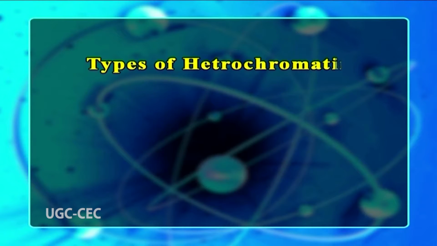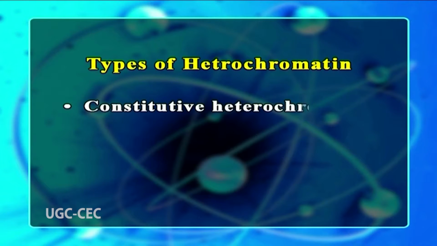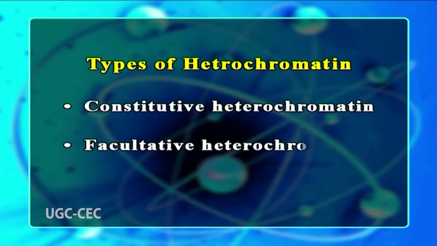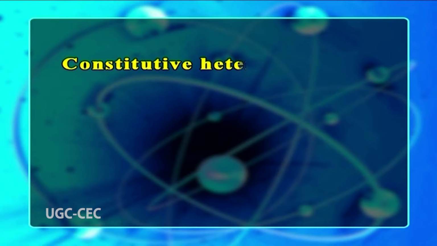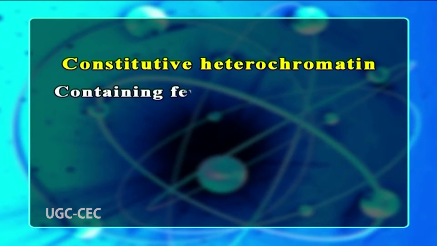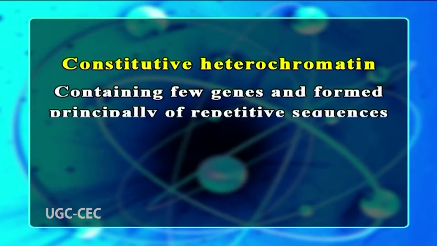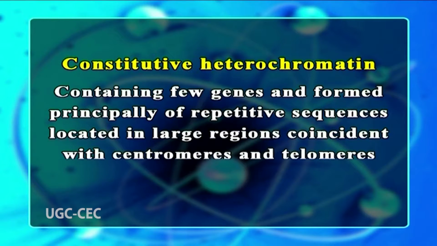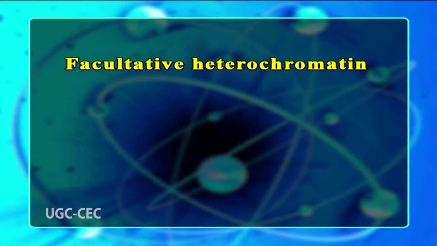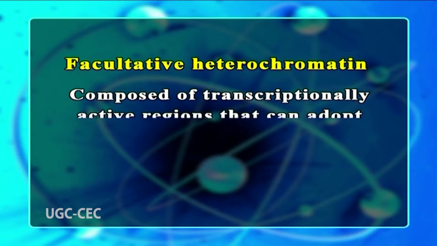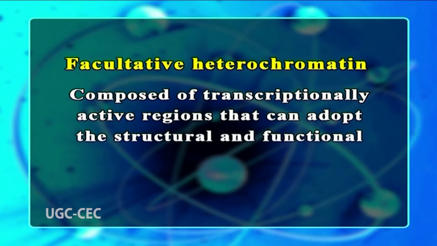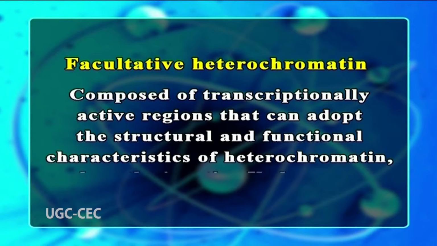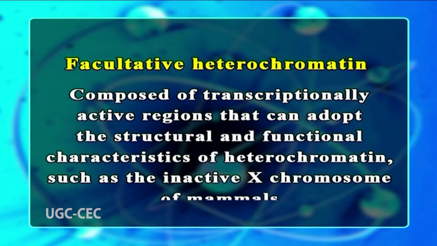We can also distinguish heterochromatin into constitutive heterochromatin and facultative heterochromatin. Constitutive heterochromatin contains few genes and is formed principally of repetitive sequences located in large regions coincident with centromeres and telomeres. Facultative heterochromatin is composed of transcriptionally active regions that can adopt the structural and functional characteristics of heterochromatin, such as the inactive X chromosomes of mammals.